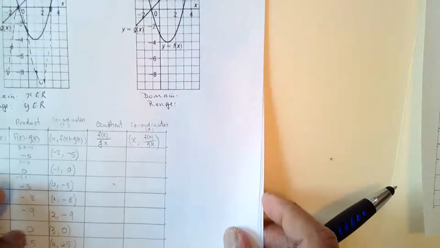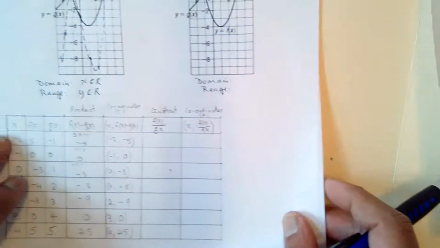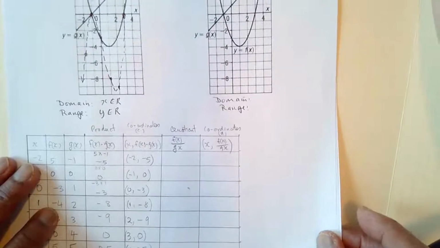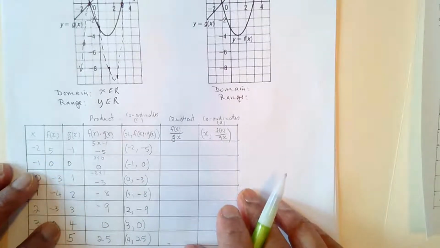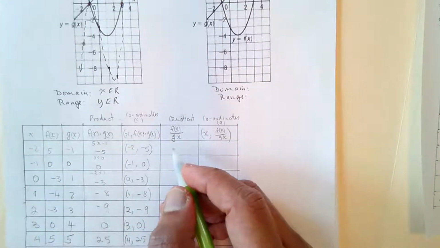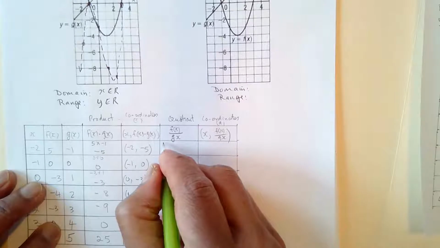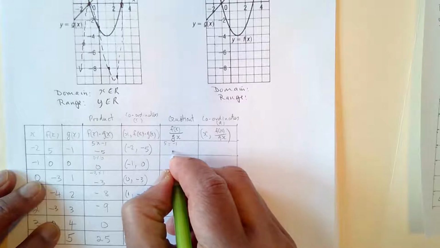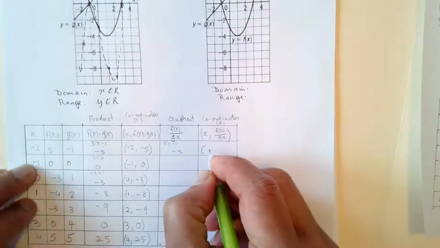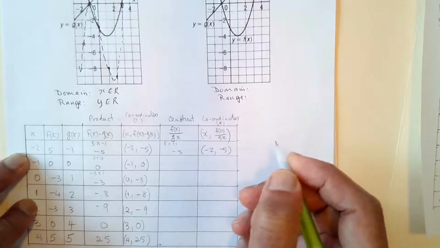Now I go to graph D, and I'll follow through with this graph here. So let's complete the chart. So f of x over g of x. Now I'm dividing. So here we have 5 divided by -1. So 5 divided by -1 will give me -5. So we have -2, -5.